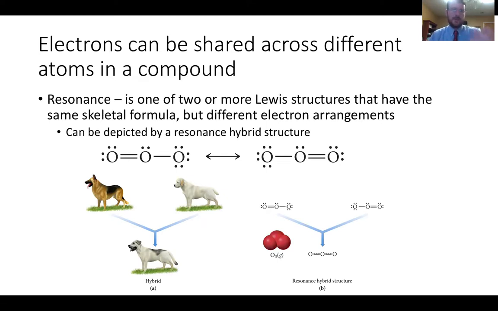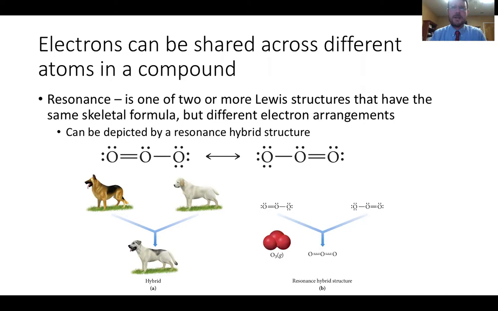The way we can depict them is through a hybrid structure. Just like with dogs, you can put two dogs together and get a hybrid; you can put two Lewis structures together and get a hybrid. We're not going to really deal with the hybrid structure, but let's look at an example, and then we'll talk about how we know which one is more, quote unquote, correct.